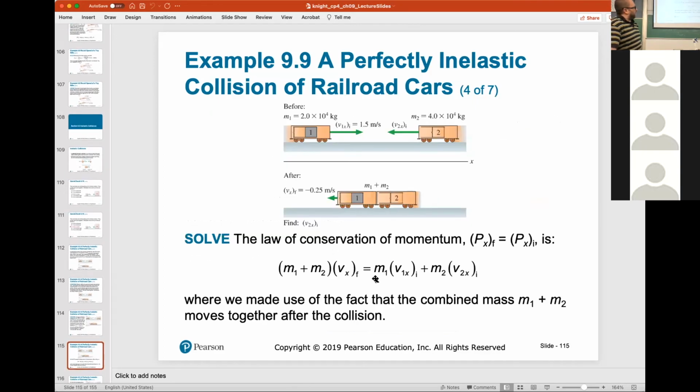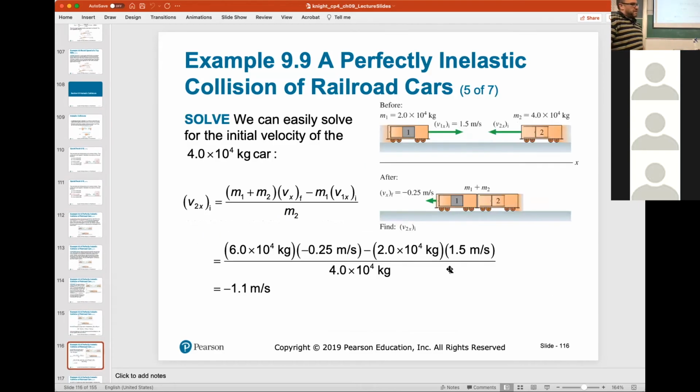Okay, and so now we get this equation here. So we have our final momentum, which is the sum of the masses of the two cars times their final velocity. And then the only thing that we don't know is the velocity of the heavier one. Okay, so we can do some algebra, and now we can get that on one side, and then we can plug in our numbers, and we can get our final. So you're going to have to do some algebra, but this one isn't too bad. Okay, so let's go on a little bit.